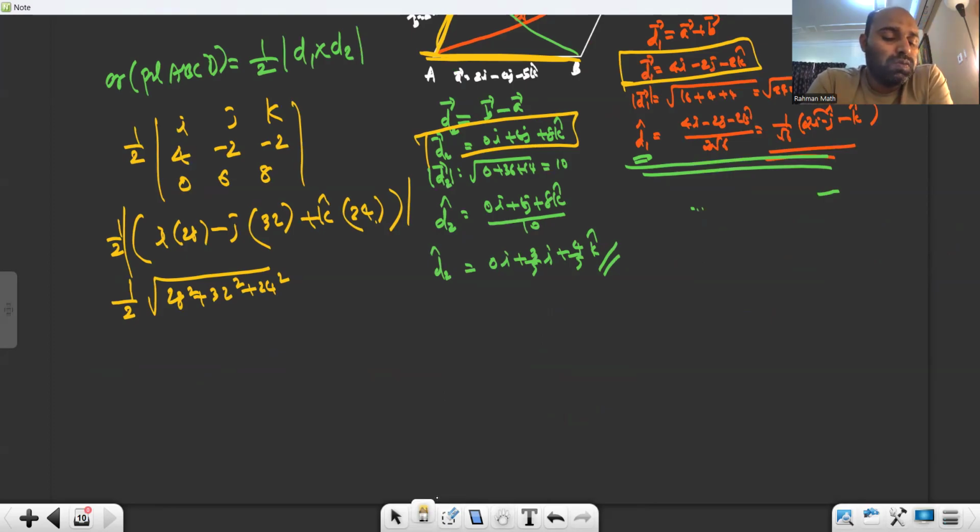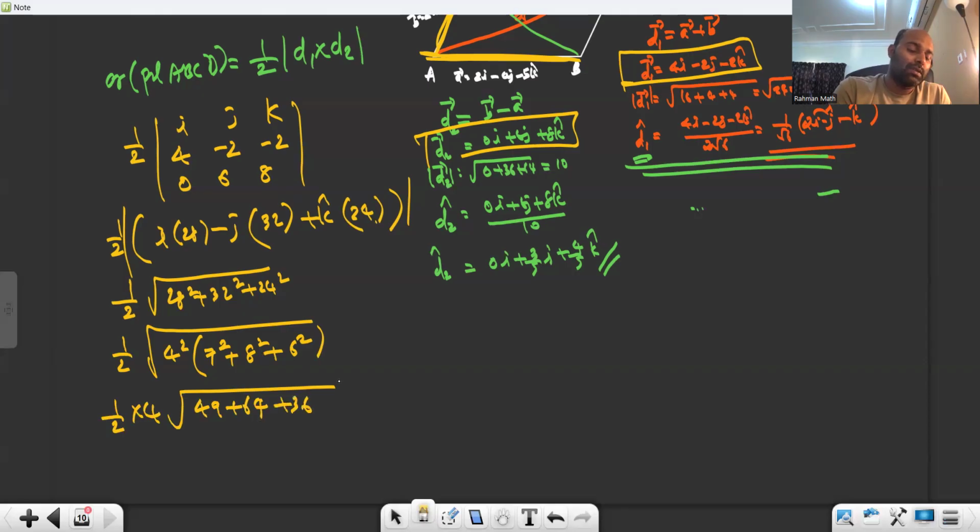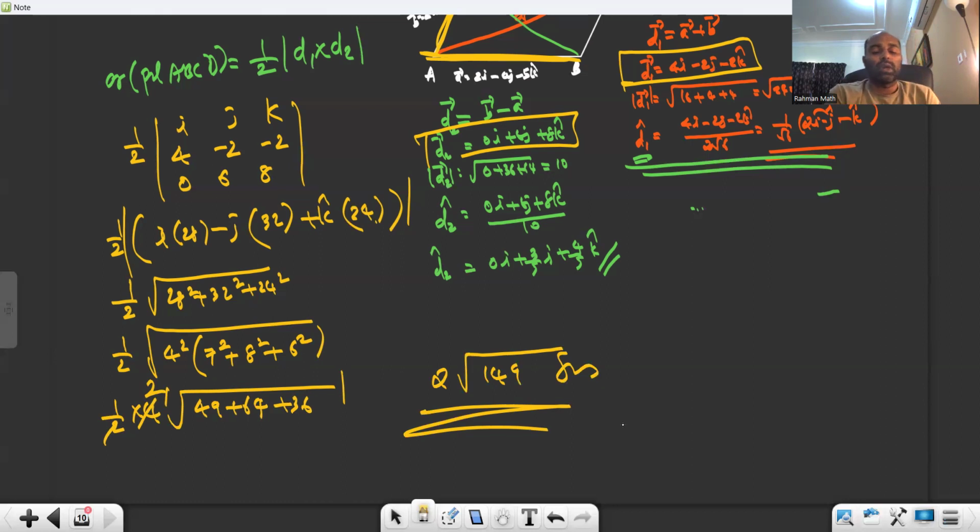Everywhere 4 is common, for easy calculation. 4 square, I took it outside. 7 square balance, 8 square balance, 6 square balance. Because 4 square I took it outside, the calculation I made easy, you see. 49, 64, 36. This cancelled. So 2 times root 149 square unit. Make sure correct or not. 2 times root 149 square unit.